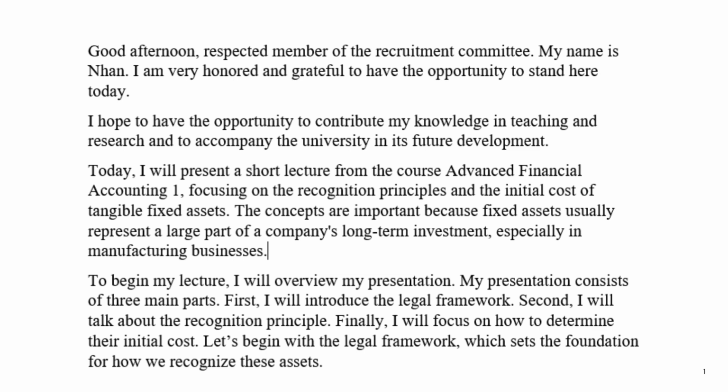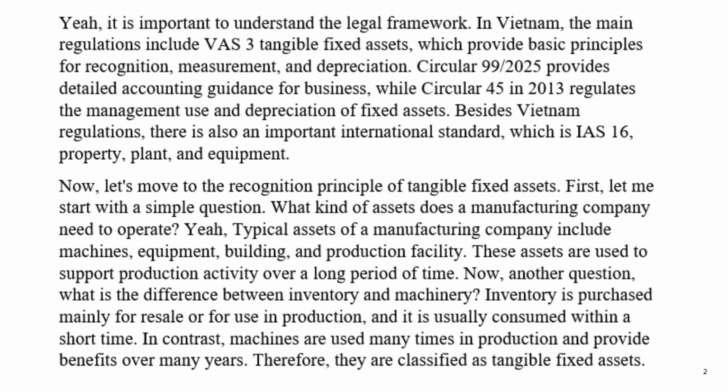Circular 99/2025 provides detailed accounting guidance for businesses, while Circular 45 in 2013 regulates the management, use and depreciation of fixed assets. Besides Vietnamese regulations, there is also an important international standard, which is IAS 16, Property, Plant, and Equipment.